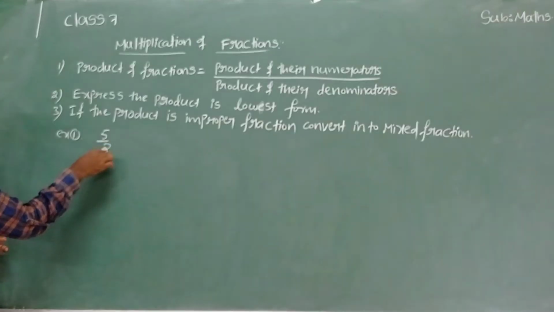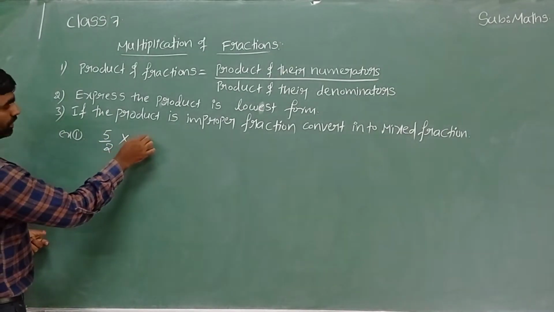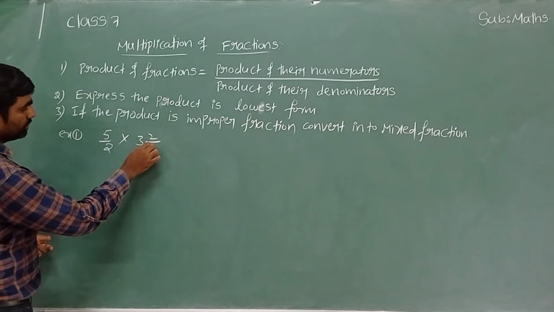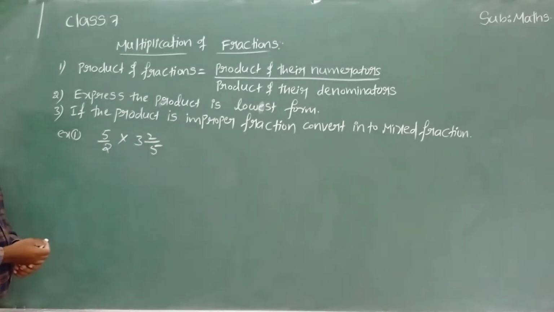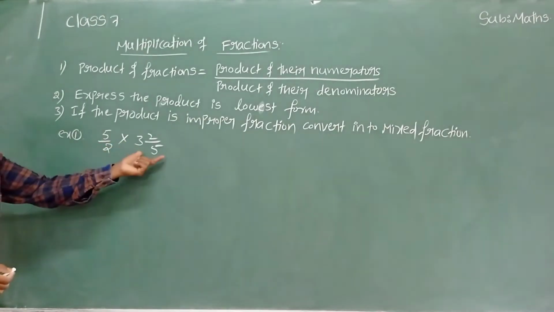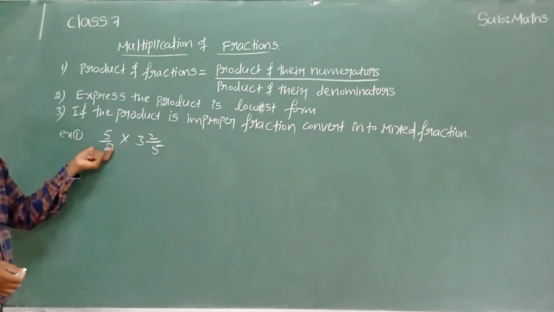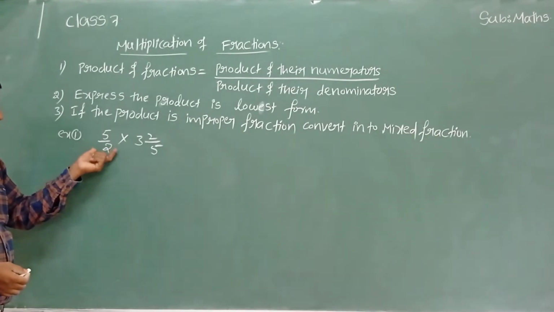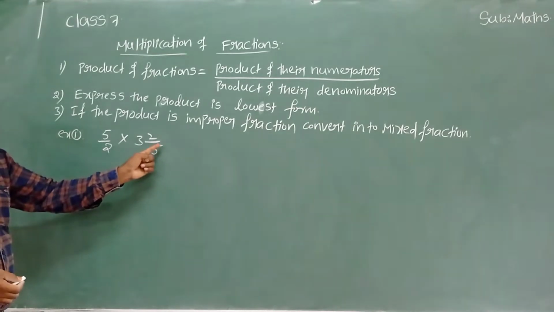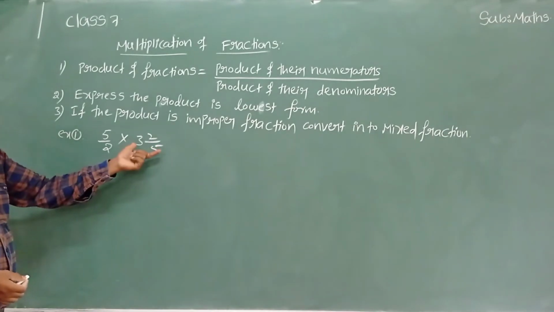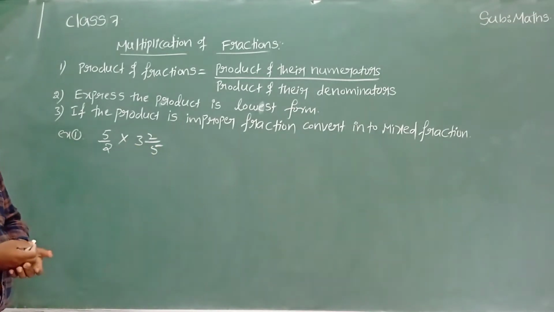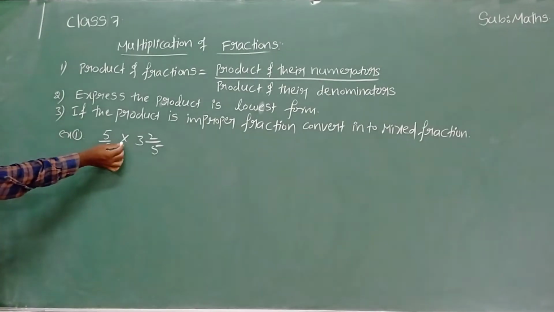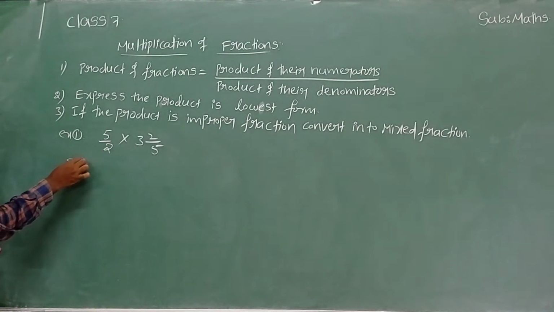5 by 2 into 3 2 by 5. How can we multiply these both? 5 by 2 is an improper fraction. 3 2 by 5 is a mixed fraction. So we convert that mixed fraction into an improper fraction. Then we will apply the operation multiplication.